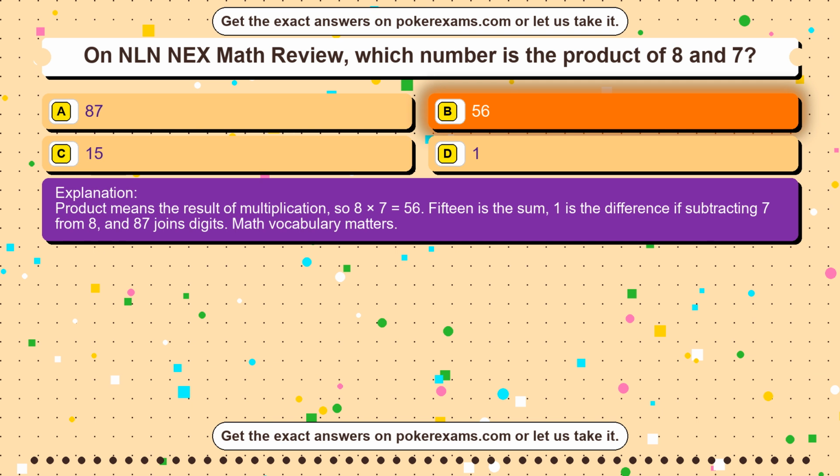15 is the sum, 1 is the difference if subtracting 7 from 8, and 87 joins digits. Math vocabulary matters.